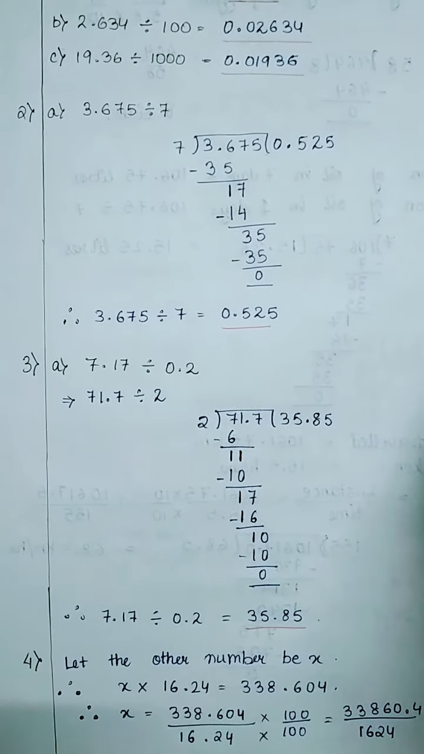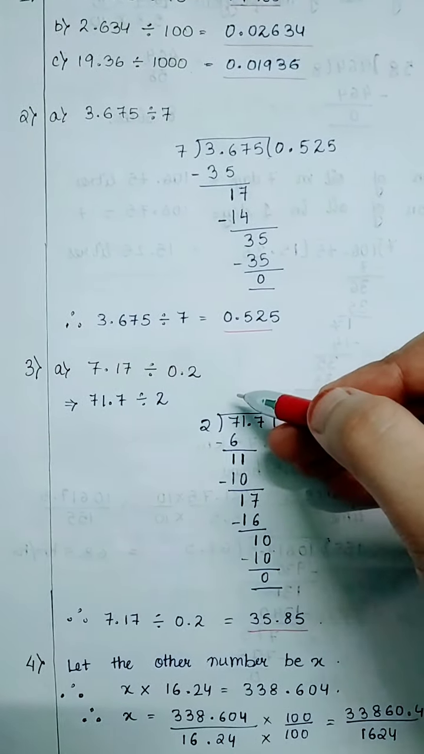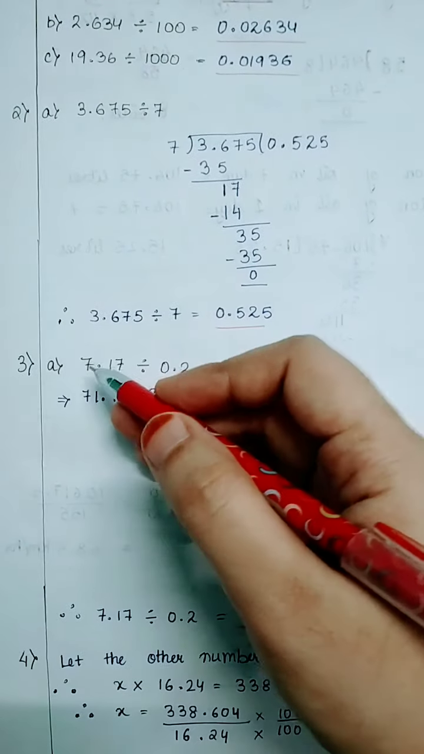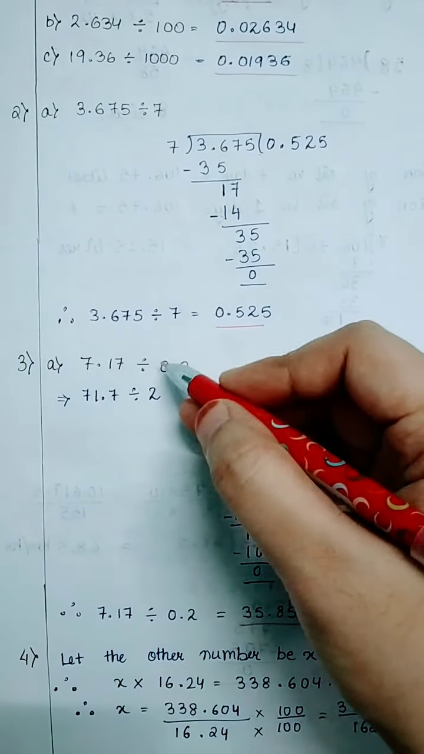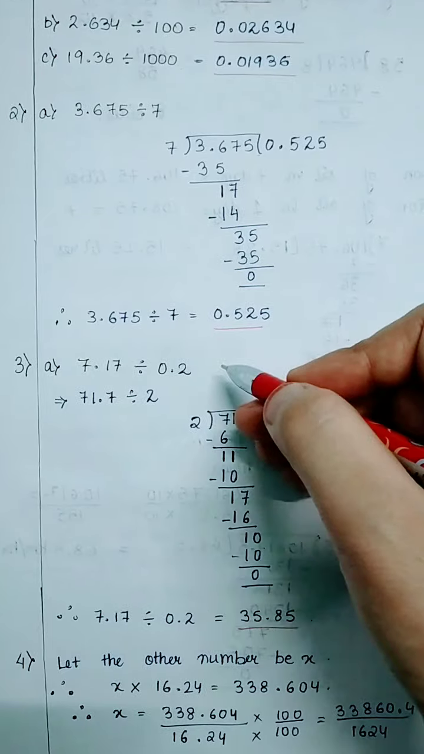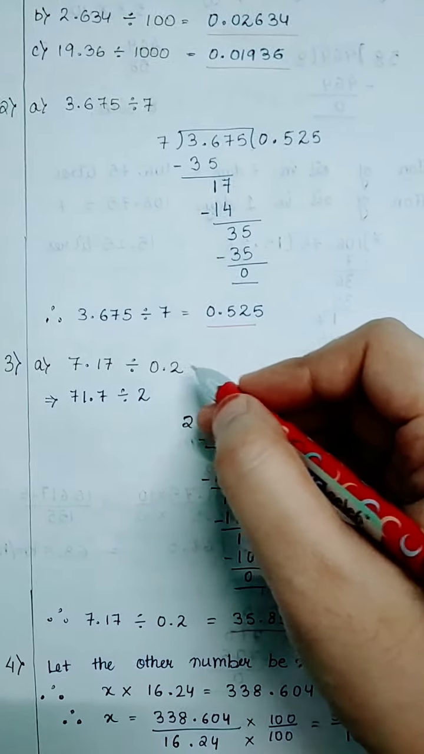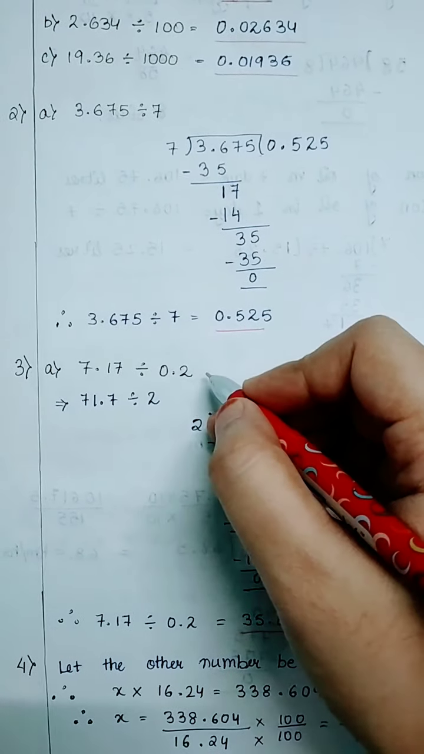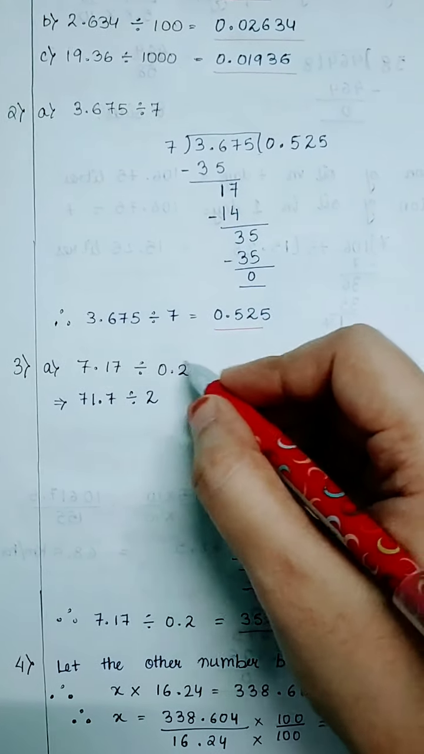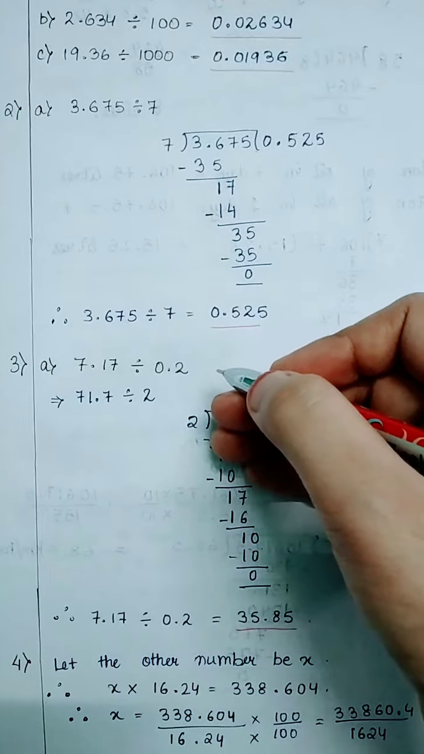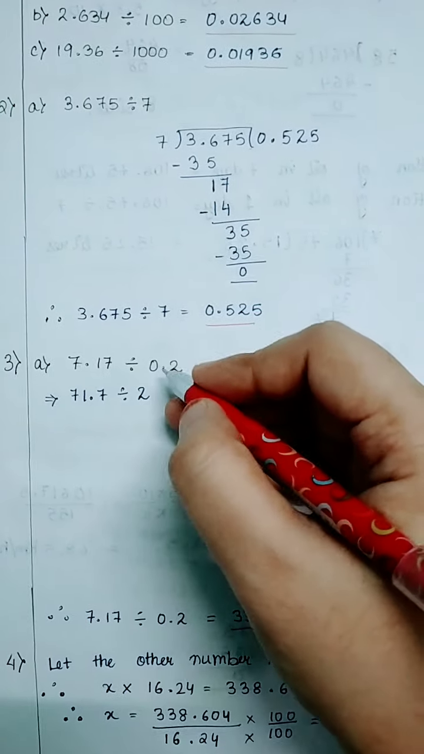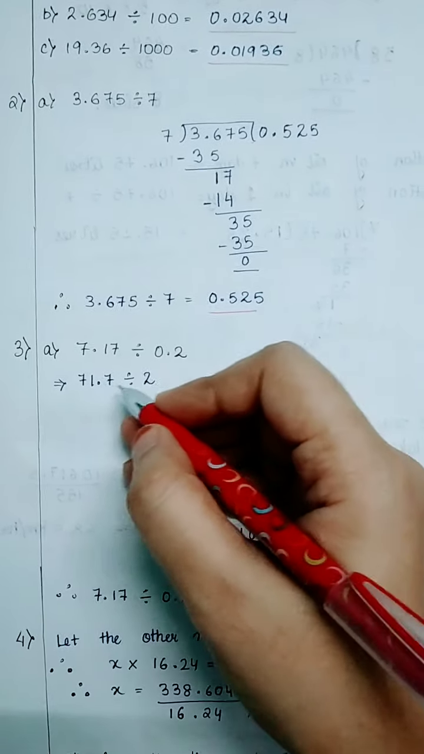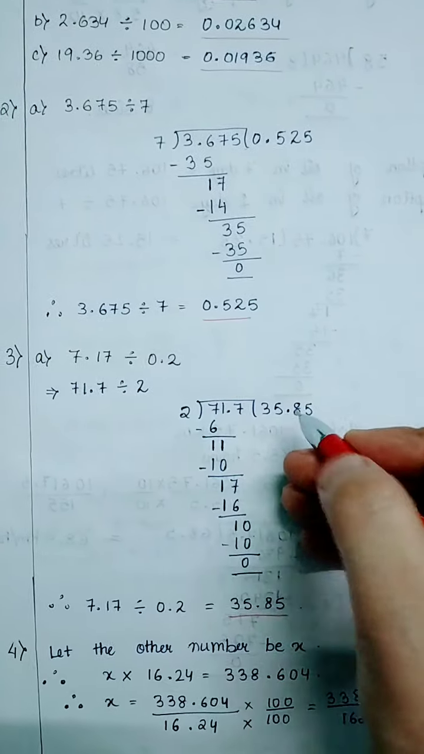Next is 7.17 divided by 0.2. Whenever both have a decimal, you have to remove the decimal sign from the divisor. How to remove it? Multiply the whole statement by 10. Because there is only one number after the decimal, we are multiplying with 10. So this will move one place and this will also move one place. So it will become 71.7 and this will become 2.